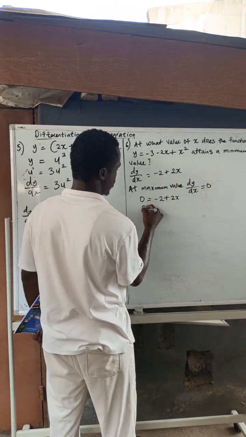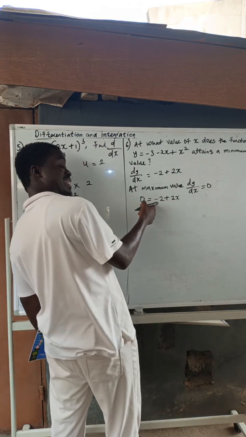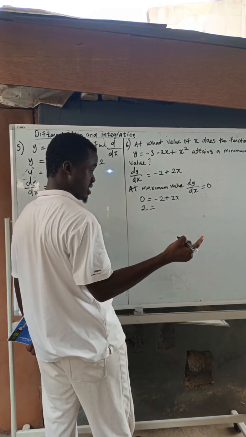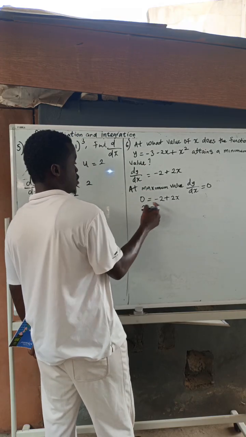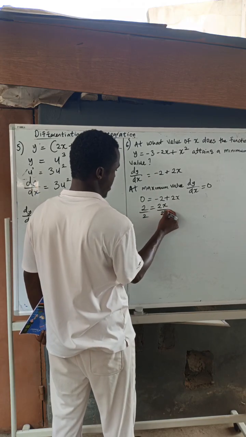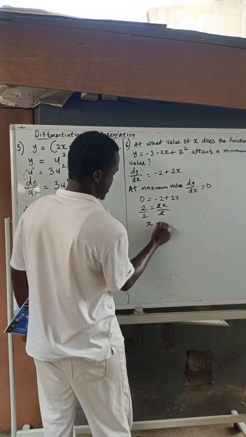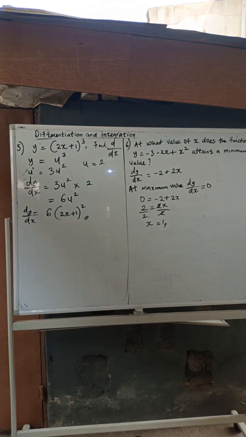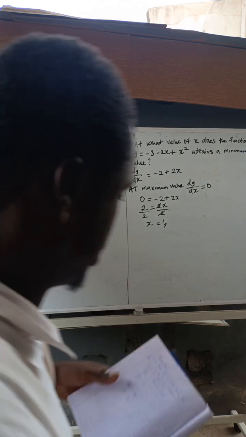So I can bring this one to say 2 is equal, I collected like terms. So the negative here, once it's come here, it turns to positive. So that's why it's 2 now. So 2 is equals to 2x. Dividing both sides by the coefficient of x, which is 2, my x is equals to 1. So at what value does x attain the function's extreme? At value 1.